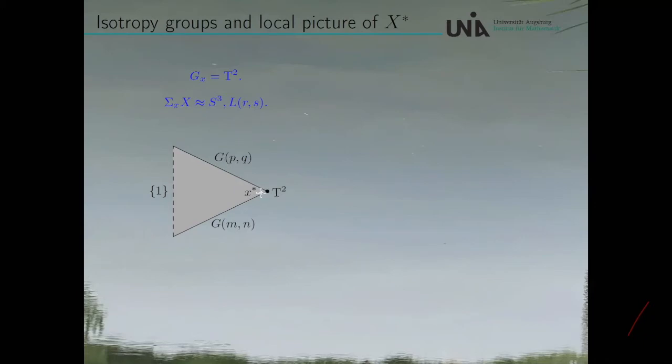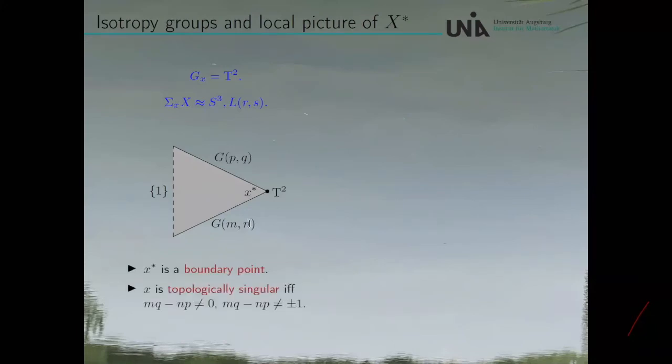The fixed point is on the boundary, and if you see, it is actually an isolated fixed point. We don't have any other fixed point in this neighborhood. And then there are 2 arcs, which are corresponding to the points with the isotropic groups GMN and GPQ. And as I said, it's a boundary point.